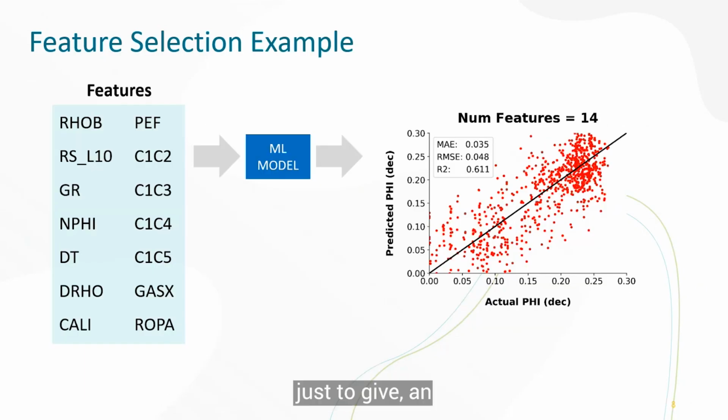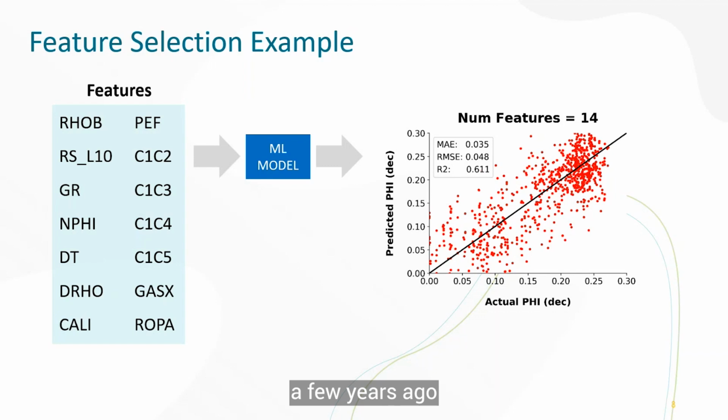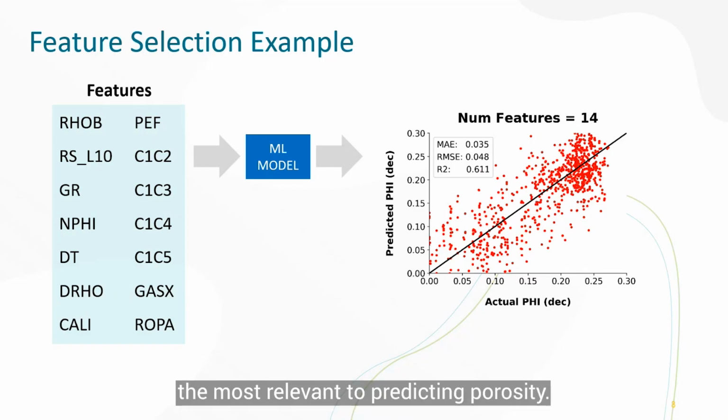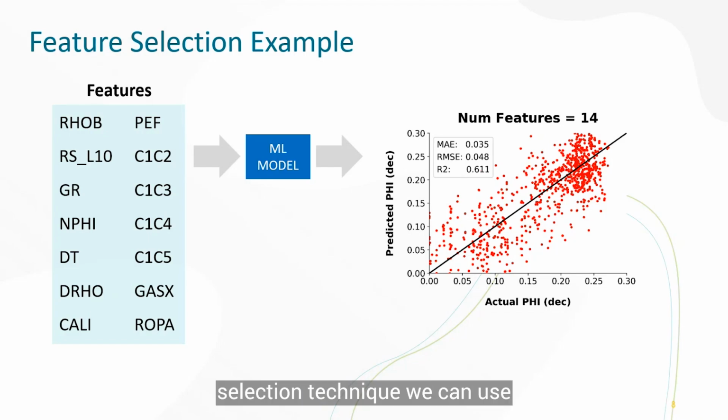Just to give an example where we have 14 logging curves. This was an example from one of our papers that we published a few years ago on Experienced Eye. Here we have a set of 14 logging curves, and we want to know which ones will be the most relevant to predicting porosity. So one feature selection technique we can use is the Pearson's correlation, which is a filter-based method used for measuring the strength of the relationship between two variables.